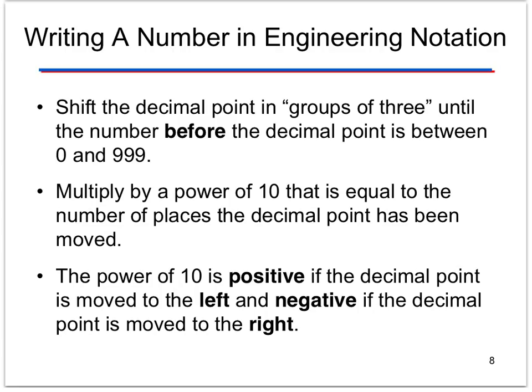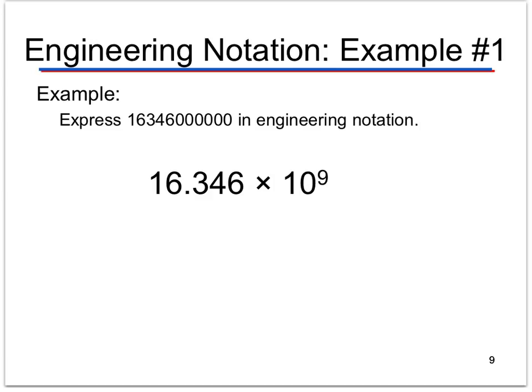So, writing a number in engineering notation. Shift the decimal point in groups of 3 until the number before the decimal point is between 0 and 999. Multiply by a power of 10 that is equal to the number of places the decimal point has been moved. Again, if the power of 10 is positive, the decimal point is moved to the left. If it's negative, it's been moved to the right. So here's an example.